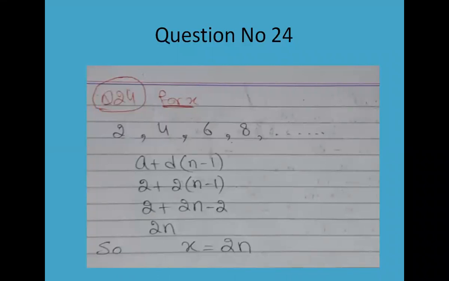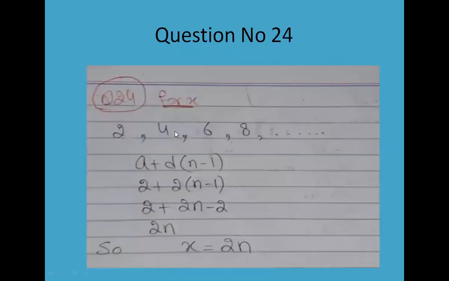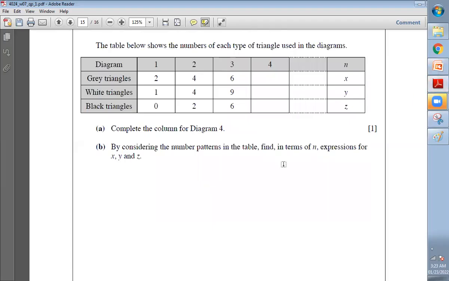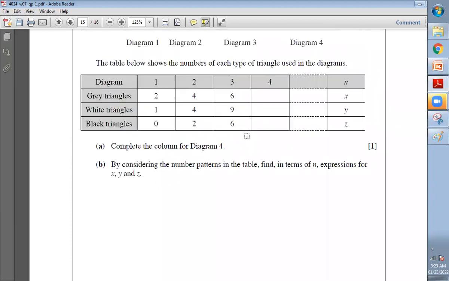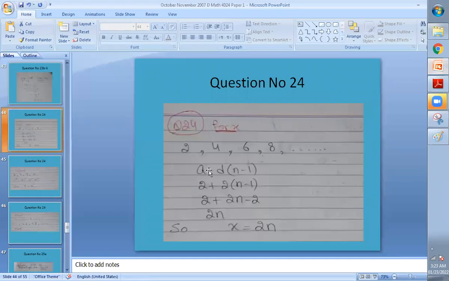So we have completed that table, and now for the x, his question is, I told you just enter those numbers there. Table is completed, and now the question is, by considering the number pattern in the table, find the term in terms of an expression for the x, y, z. Look at here, 2, 4, 6, 8. So there is an increase of 2. So I can find the value of the x. Let me show you. 2, 4, 6, 8.